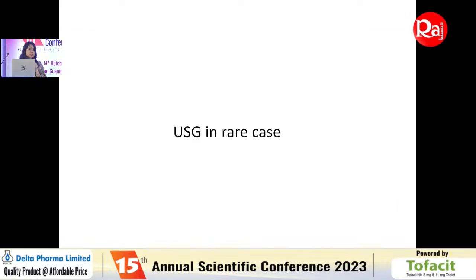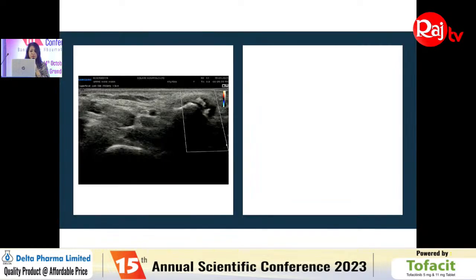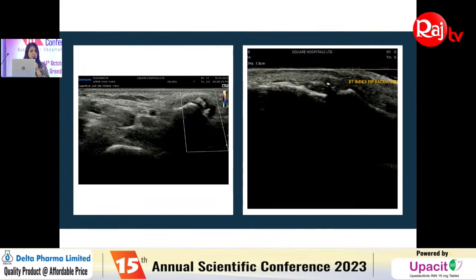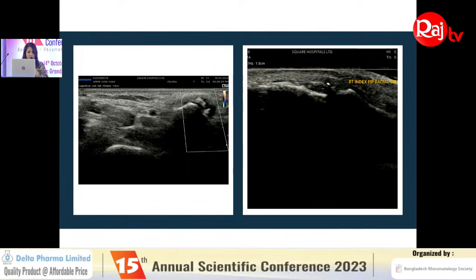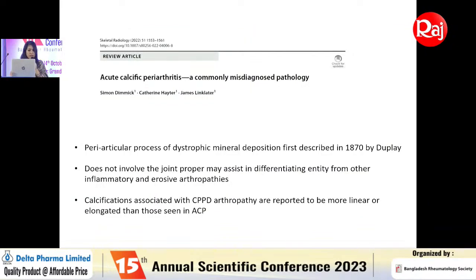And how ultrasound helps in the diagnosis of rare cases. This lady presented with sudden onset pain and swelling of the volar aspect of the wrist, and ultrasound is showing calcification along the flexor tendon. And this lady had sudden onset pain of the index finger, and this ultrasound shows calcification along the tendon and no synovial inflammation. So these two cases were actually acute calcific periarthritis, and this is a very rare condition. This was described by Professor Duplay in 1817. It does not involve the joint proper and may assist in differentiating this entity from other inflammatory and erosive arthritis.